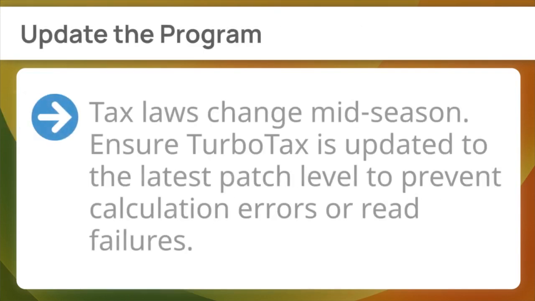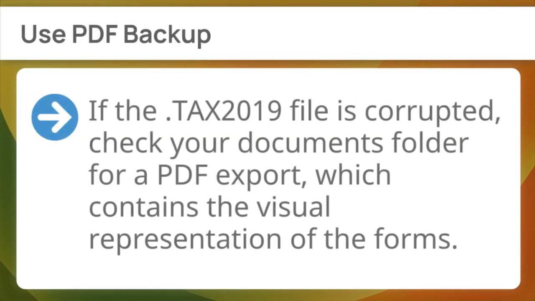Next, update the program. Tax laws change mid-season. Ensure TurboTax is updated to the latest patch level to prevent calculation errors or read failures. Finally, use PDF backup. If the TAX 2019 file is corrupted, check your Documents folder for a PDF export, which contains the visual representation of the forms.